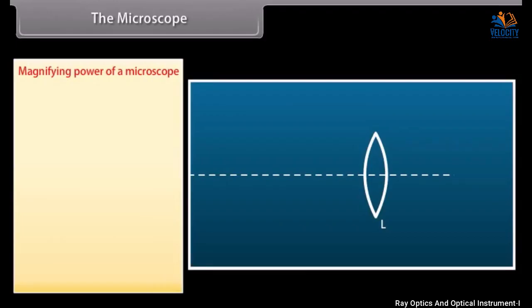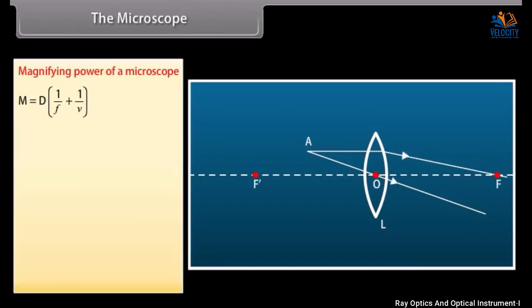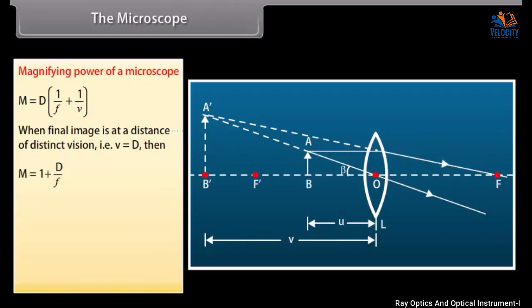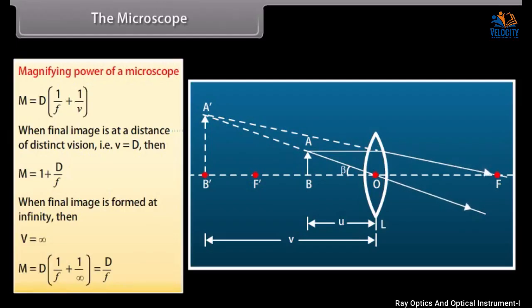Magnifying power of a microscope. M is equal to D into (1/F + 1/V). When final image is at a distance of distinct vision, that is V is equal to D, then M is equal to 1 plus D by F. When the final image is formed at infinity, then V is equal to infinity. M is equal to D into (1/F + 1/infinity), that is D by F.